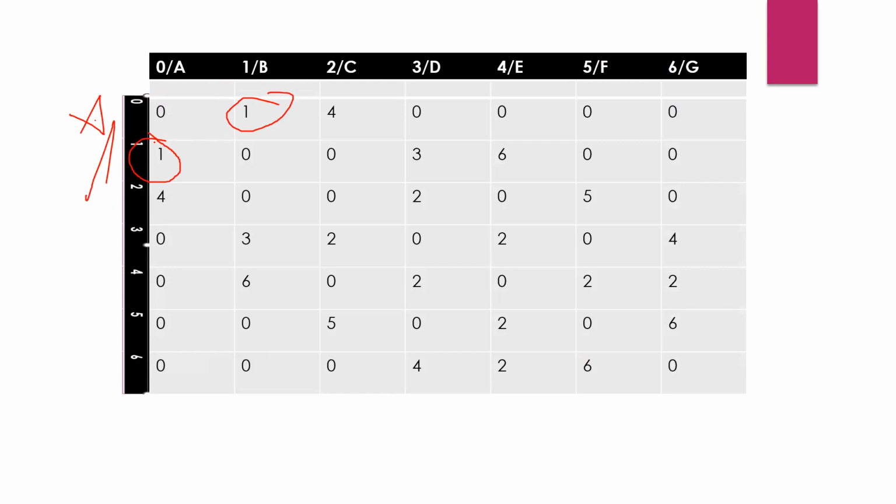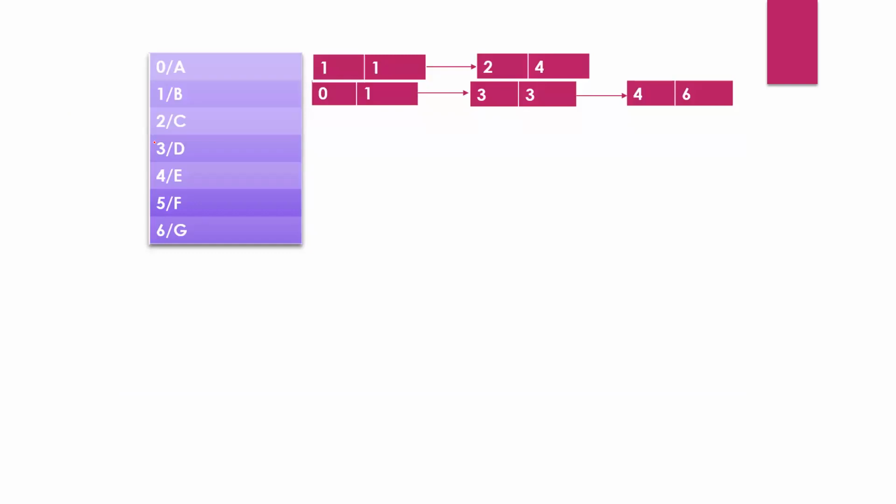So let's see the adjacency list representation. In adjacency list representation, we will have an array of linked lists, where each node of the linked list represents the adjacent vertex as well as the edge weight, which is required for traveling from the vertex in consideration to the adjacent vertex.